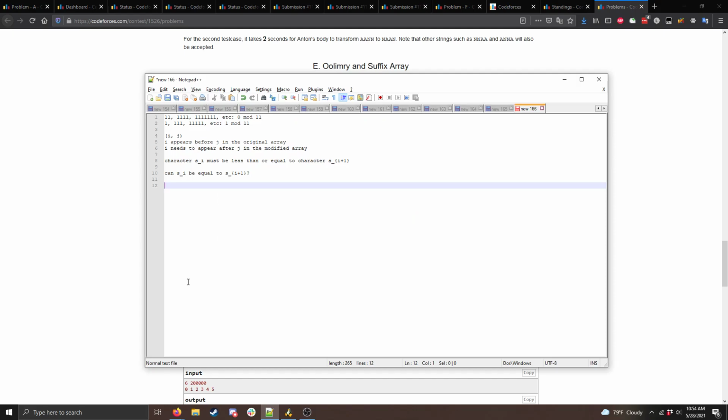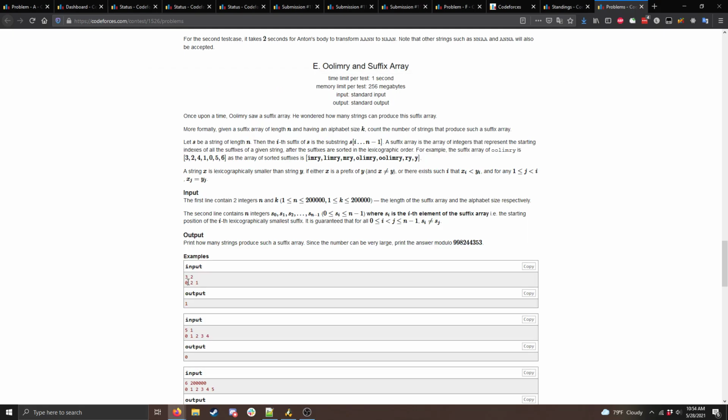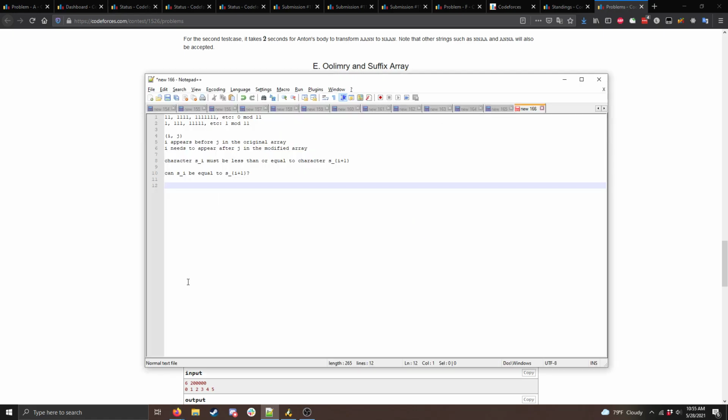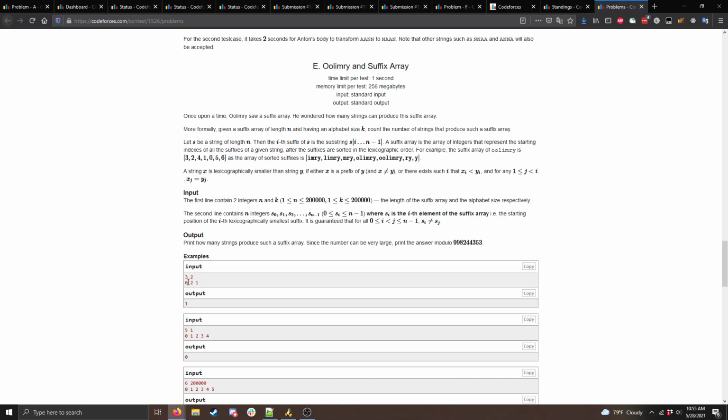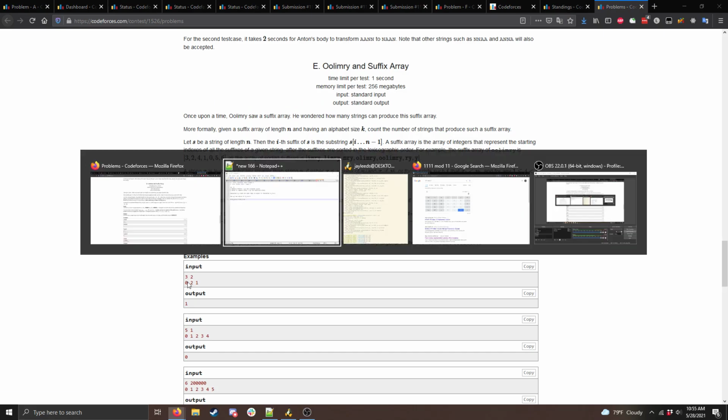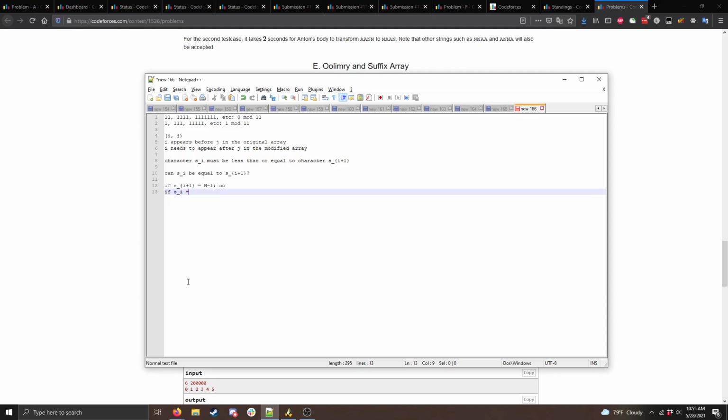So the way we do this is, first of all, as I just explained, if S sub I plus 1 is equal to n minus 1, then no, because then that string is going to be a prefix of the other one. And likewise, if S sub I is equal to n minus 1, then yes, they can be equal, because in that case, S sub I will be a prefix of S sub I plus 1.